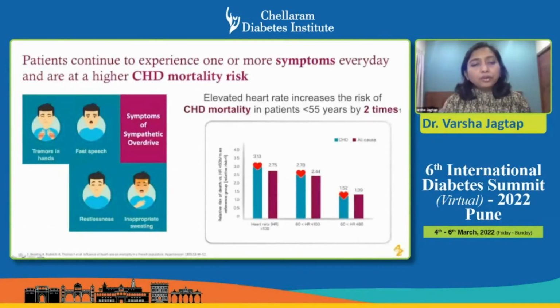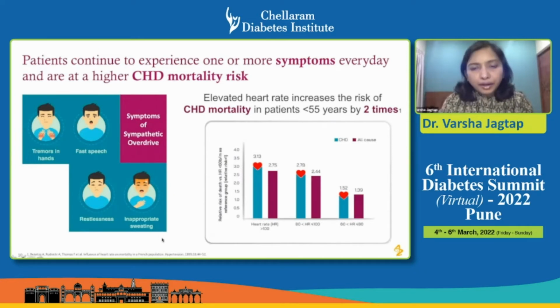And how can we notice that our patients are having this sympathetic overdrive? We all know that patients experience symptoms like tremors in hands, fast speech, restlessness, or inappropriate sweating. So these can be silent markers or silent symptoms of the sympathetic overdrive. But some of our patients may not have any of these symptoms, and the only sign that they have is tachycardia. So we should not neglect tachycardia.